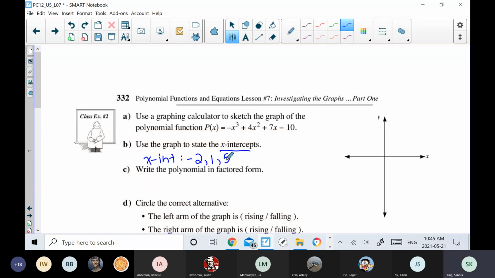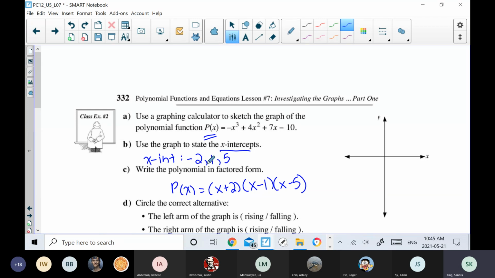From my x-intercepts, I could get the polynomial in factored form, because each of these I could write as a factor. In factored form, they're calling theirs P of x. I'm going to call my polynomial P of x. The factors to get these corresponding x-intercepts are going to be x plus 2, x minus 1, and x minus 5. They want this sketched, so we're going to sketch this.